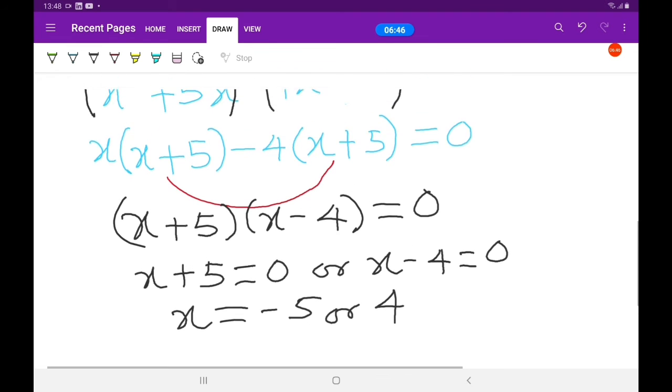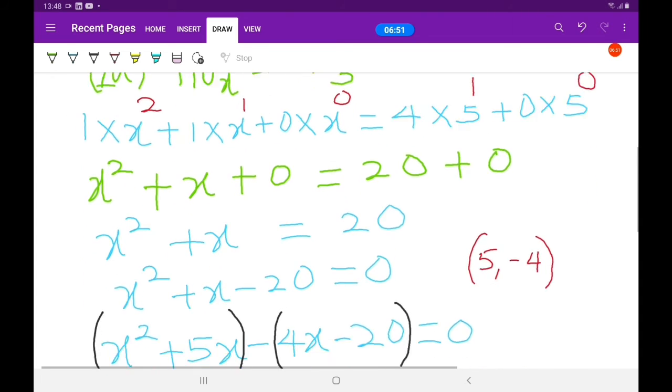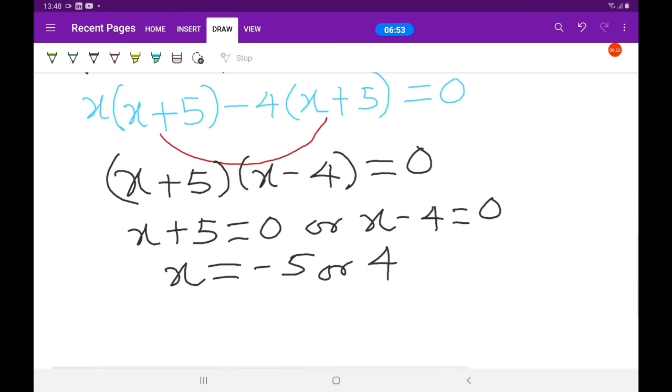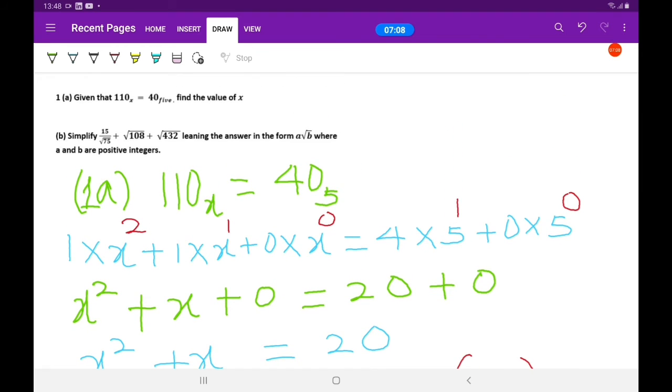But remember that the base cannot be negative in this case. Therefore, what do you think will be the value of x? Therefore, the base for that value will now be what? 4. And that is the answer for question 1. Good. Now the second one is question 1b.